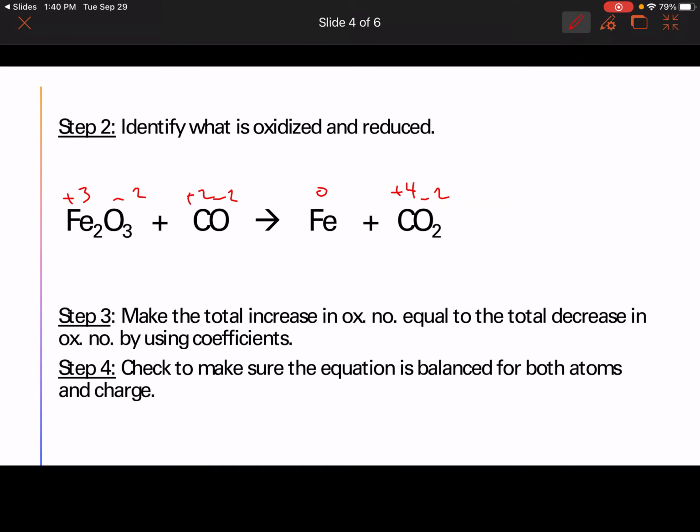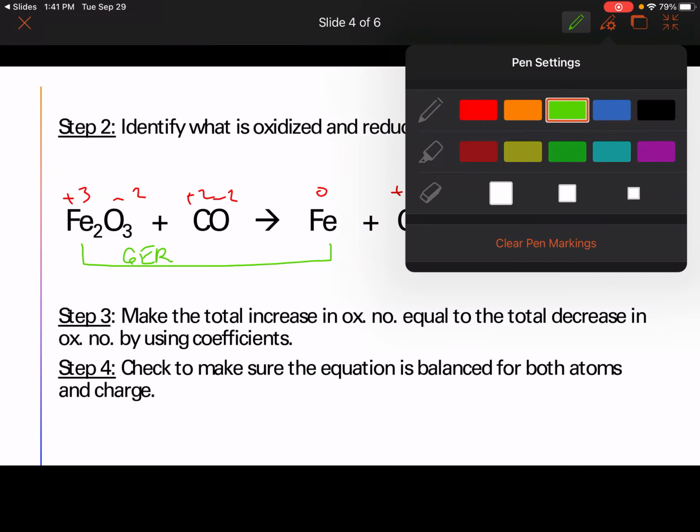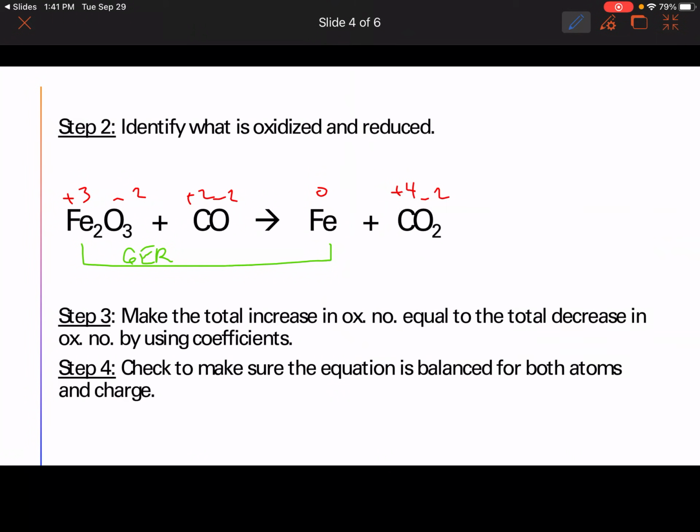Now we are going to identify what is oxidized and reduced, the same thing as we did the other day. We know that iron is going to go from +3 to 0, so it's becoming more negative. So this is going to be Gr. And what was oxidized is going to be the copper. The copper becomes more positive, so that's Leo, losing electrons. So now I have identified what is oxidized and what is reduced. Those are the only ones that have changed.